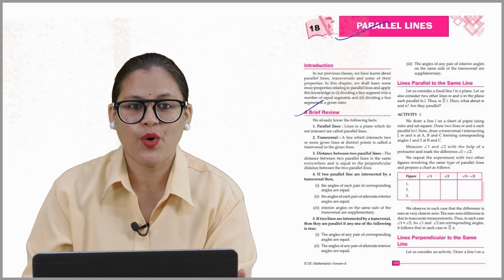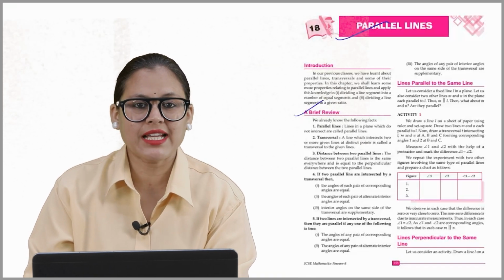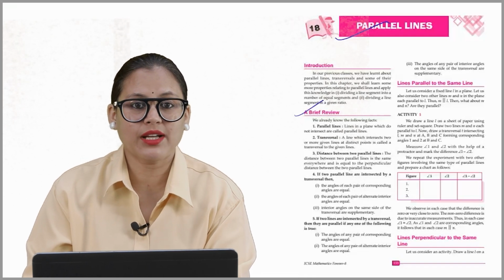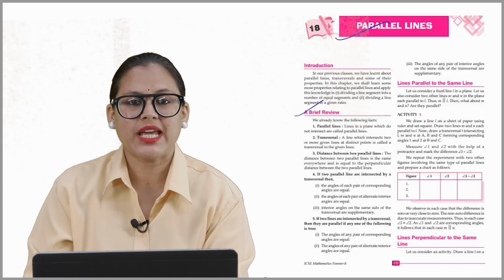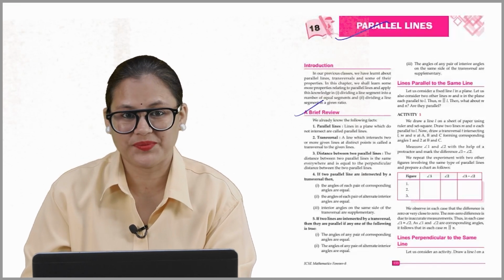4, if two parallel lines are intersected by a transversal, then number 1, the angles of each pair of corresponding angles are equal. 2, the angles of each pair of alternate interior angles are equal. And 3, interior angles on the same side of the transversal are supplementary.